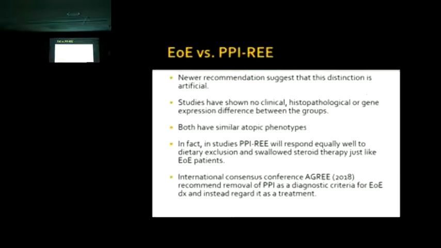New recommendations from a group called the AGREE, which met in 2017 and published in 2018, really think that this is an artificial distinction. These folks have the same clinical, histopathological, and even similar gene expression between these two groups. Both are atopic. The PPI-responsive group responds equally well to standard EoE treatments like swallowed steroids and dietary exclusion, just like the EoE patients. And so there's this push, it hasn't been official yet, to remove PPI as a diagnostic criterion and move it towards just treatment, not needing this as a bar to jump over.